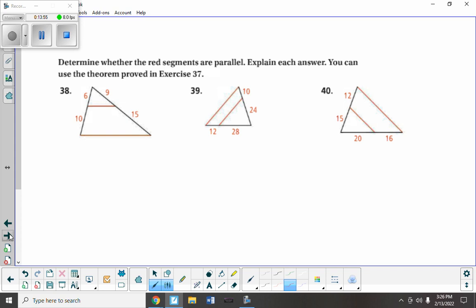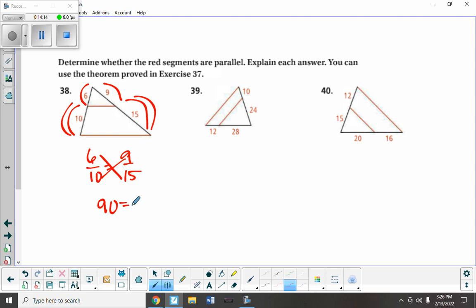Let's just do one more here. So we want to determine if these lines are parallel. So we can do 6 is to 10. So 6 to 10 as 9 is to 15. Cross multiply, you get 10 times 9 is 90. And 6 times 15 is also 90. So yes, the lines are parallel. I was going to say you could name the lines, but we don't have that information. So that's what we do. Set up a proportion, cross multiply.